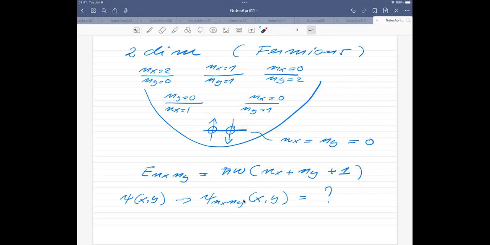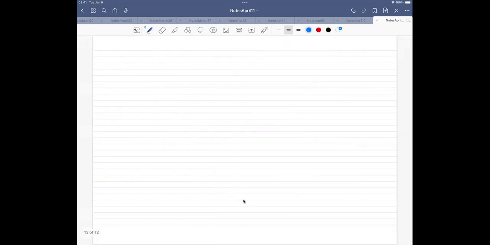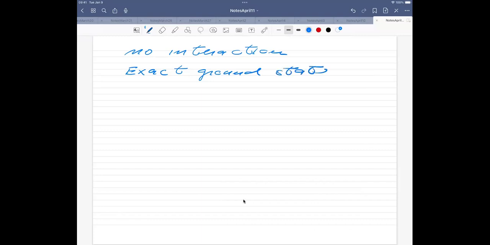Okay? So I hope you see this. If you now look at the case with no interaction, that means no interaction between the particles, then the exact wave function is actually given. So the exact ground state, which I'm going to call psi 0, with R1 and R2 here, is actually going to be given by a Slater determinant, where I now have the wave functions.